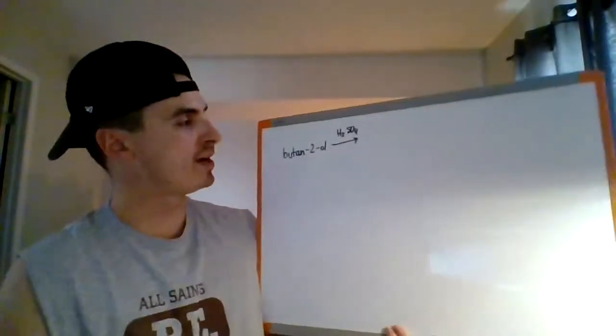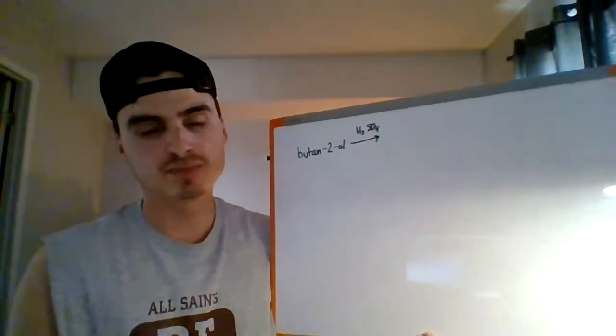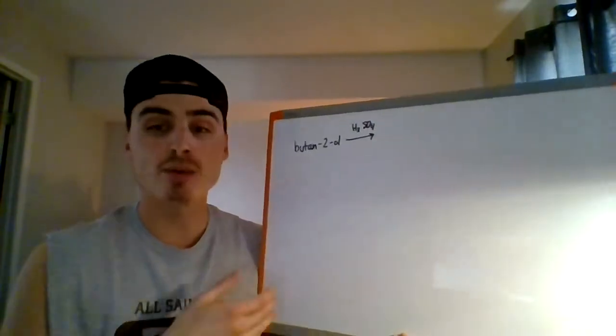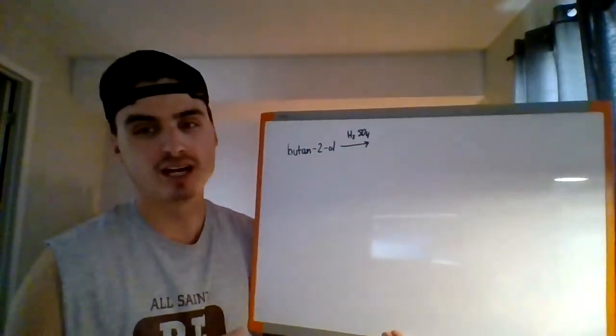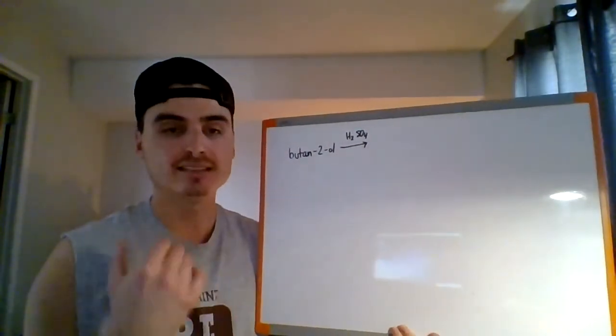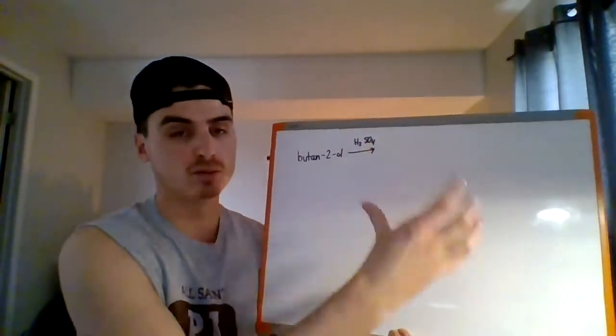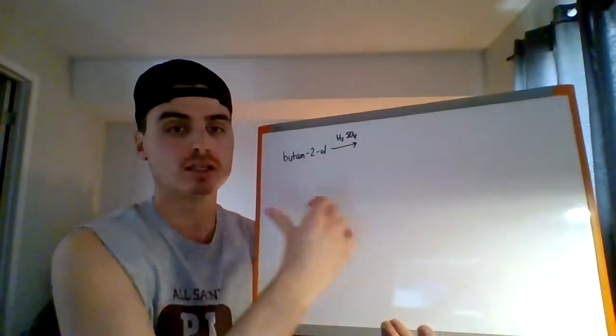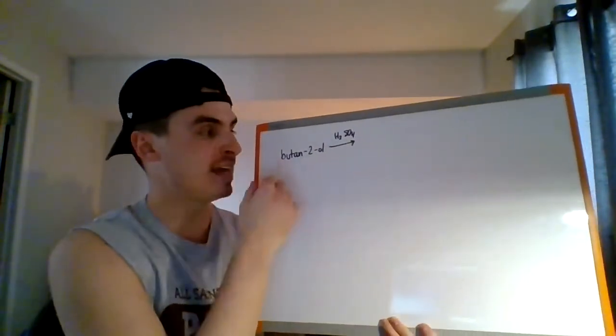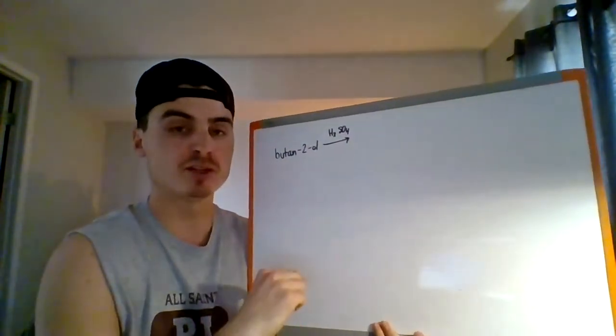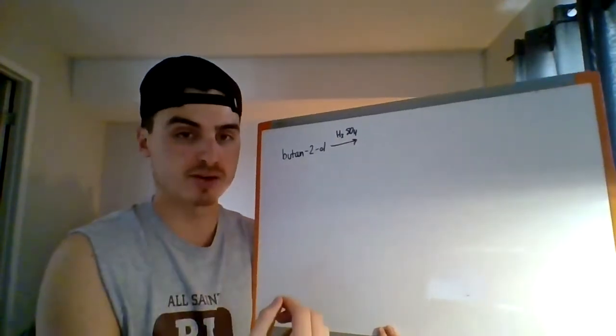Okay, so now we are doing elimination reactions. Elimination reactions are the opposite of addition reactions. In an addition reaction, you are making a double bond a single bond, or a triple bond a double bond, something more saturated. In an elimination reaction, you're doing the opposite, so you're making something more unsaturated.